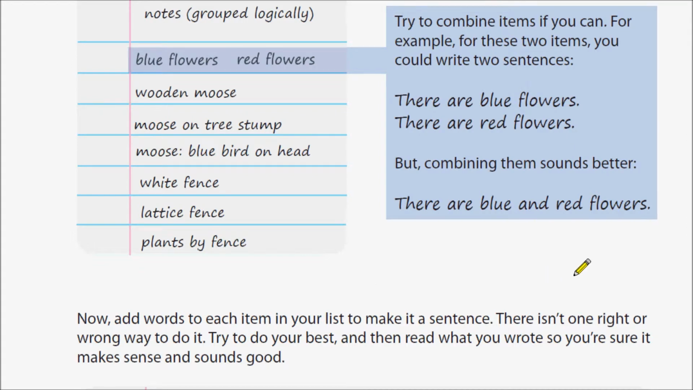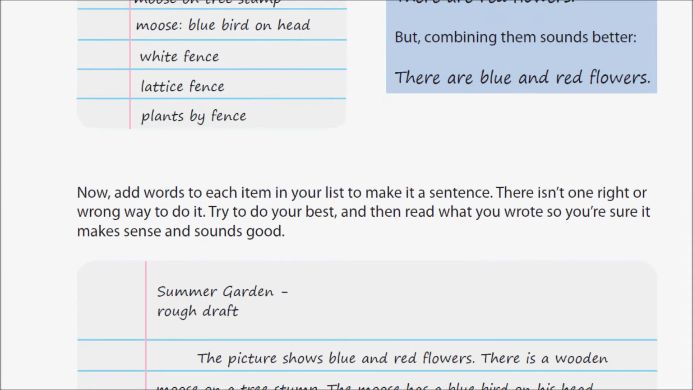All right, and then all you do is just add words to each item in your list to make it a sentence. And there isn't one right or wrong way to do it. You just have to use your mind. I mean, white fence, for example. You could just say, there is a white fence in the background. Or you could even better, you could say, there is a white lattice fence in the background. Okay? And so just use your brain to combine them into sentences.